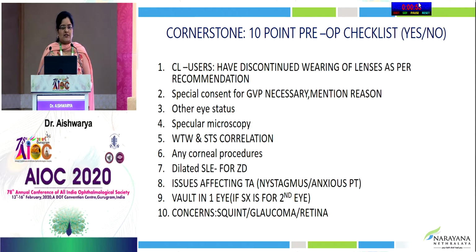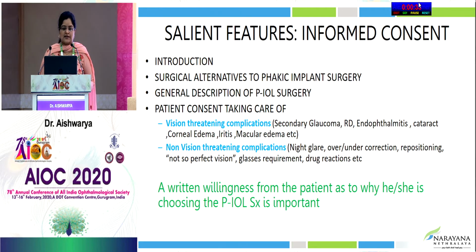And this is our pre-op checklist which we use just before the surgery. The person who's undergoing the surgery will have all these things ready in front of the surgeon. The surgeon will take a look at all these points like specular microscopy, WTW, any corneal procedures. Everything has to be perfect, and only then should the surgery be proceeded with.